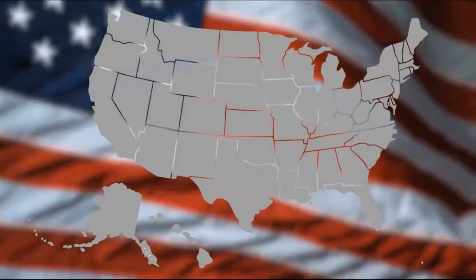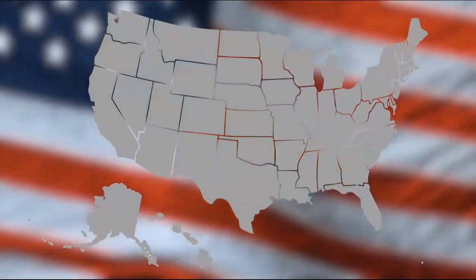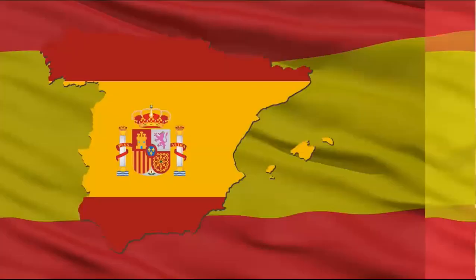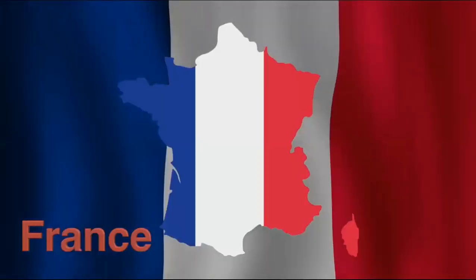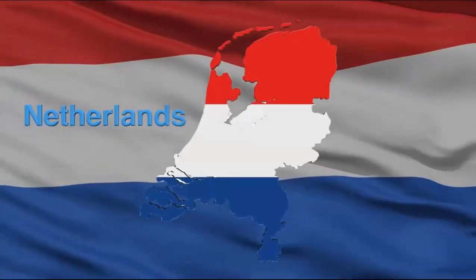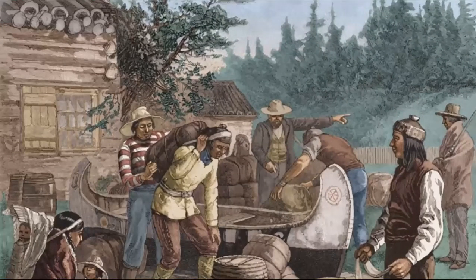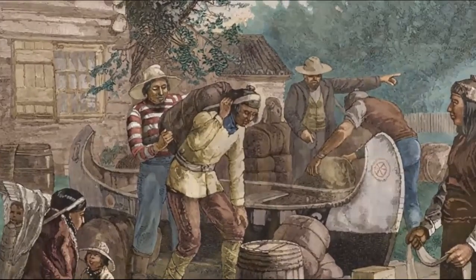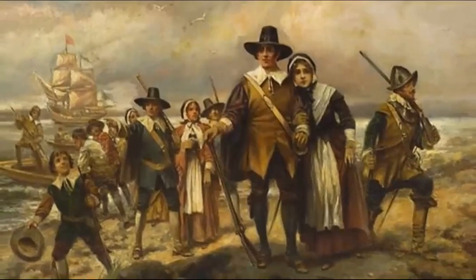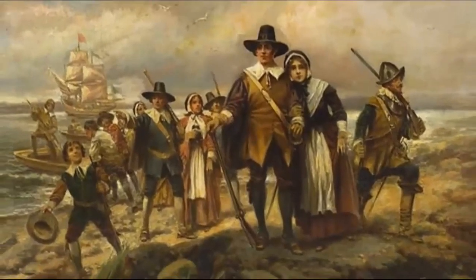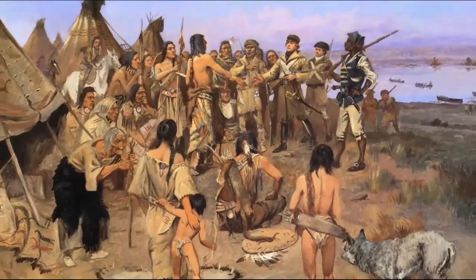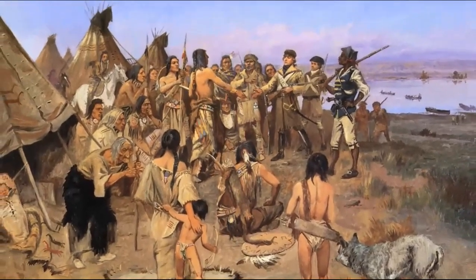Before we became the nifty 50 United States of America, explorers from throughout Europe came to this continent. They came from Spain, they came from France, and they came from the Netherlands. They came to hunt and fish and trap and establish trading posts. It is important to remember that these explorers were not discovering a new land. Native American peoples had already been living here for thousands of years.